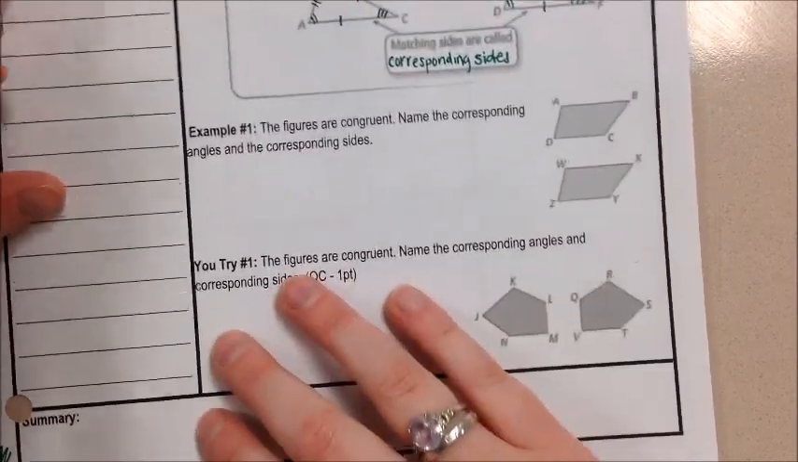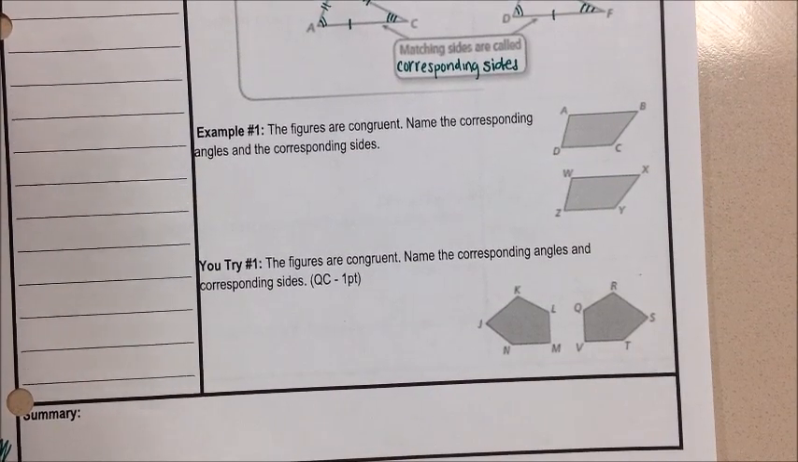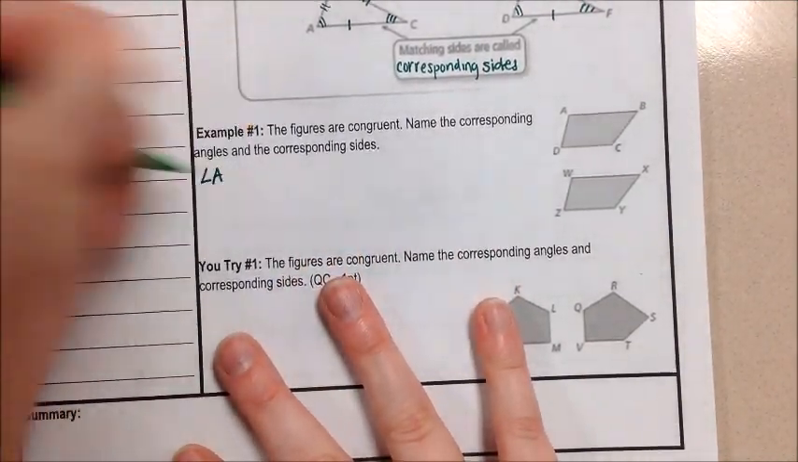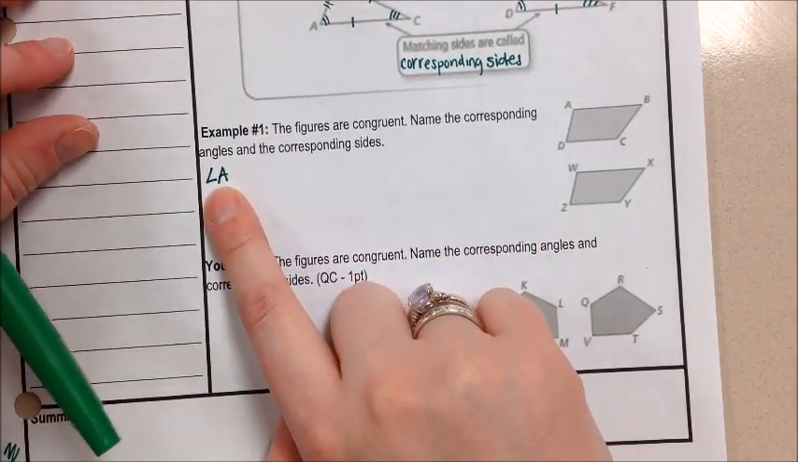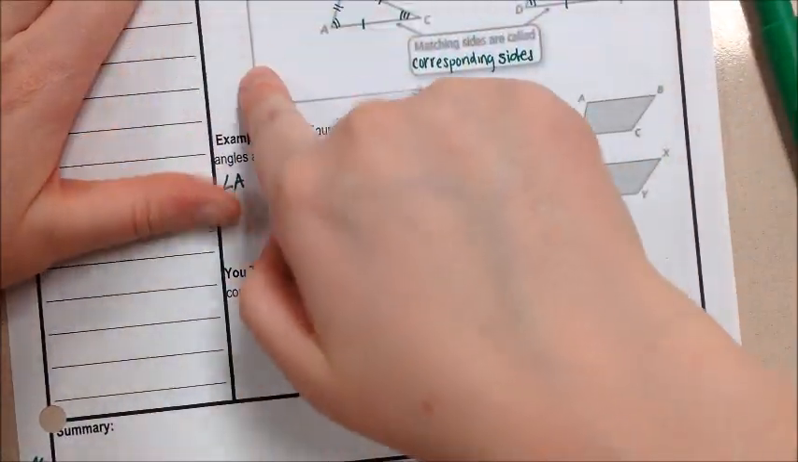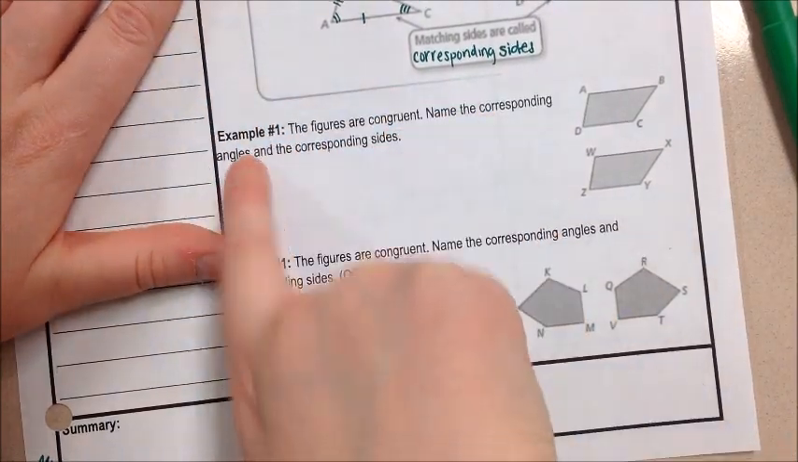Okay, so example number 1 says the figures are congruent. Name the corresponding angles and the corresponding sides. I'm going to show you some ways that we denote angles when we're naming them. If I want to name angle A, I write that little symbol. If you think about it, it looks like the inside of a protractor. It's like an L shape, but the L is bent over.